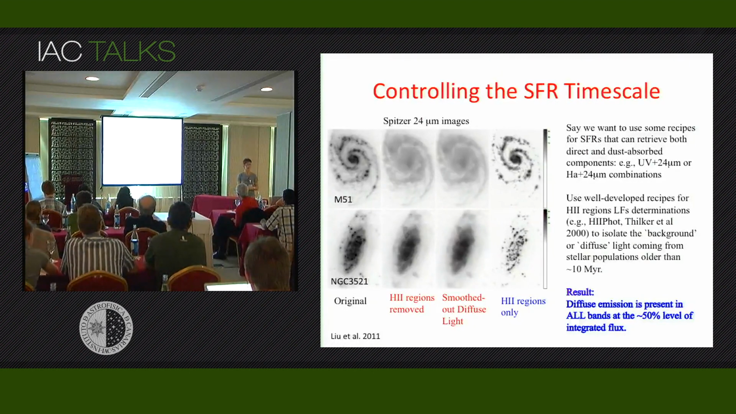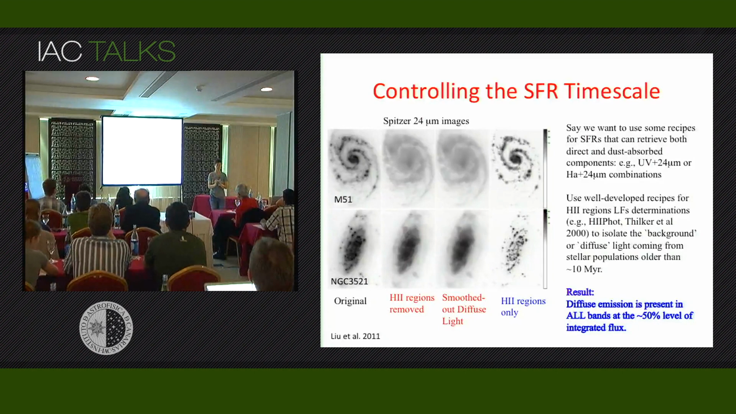So the top one is M51, the bottom one is NGC 3521. They are both two nearby grand design spirals. M51 is face-on, NGC 3521 is edge-on. So the edge-on galaxy is a little more complicated to deal with, but you can see that the HII regions only map looks pretty clean. And they're both fairly nearby, around 8 or 9 megaparsecs.